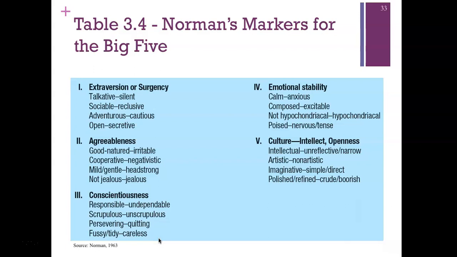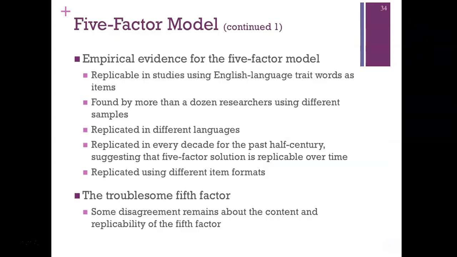And this fifth factor, which actually is a little bit controversial, is this idea of culture or intellect or openness to experience. So intellectual versus unreflective or narrow, artistic versus non-artistic, polished and refined versus crude and brutish. You can see by just some of these how socioeconomic conditions might actually affect some of these factor loadings, and not necessarily personality, right? That might be something outside of a person's control that's causing those things.